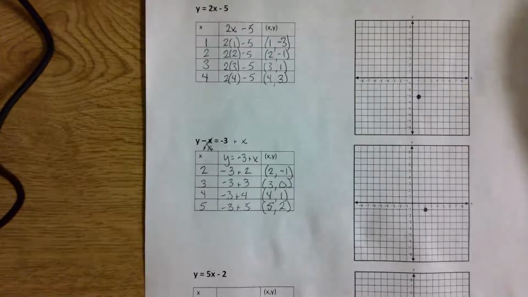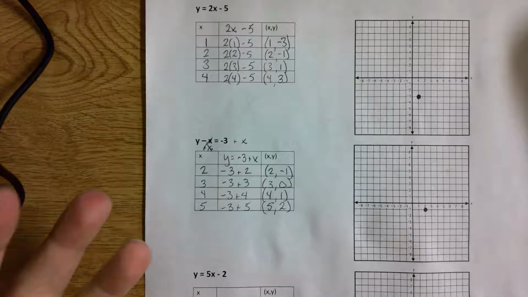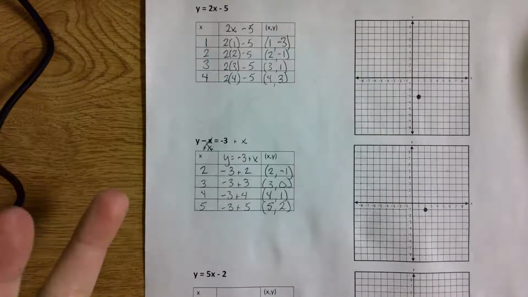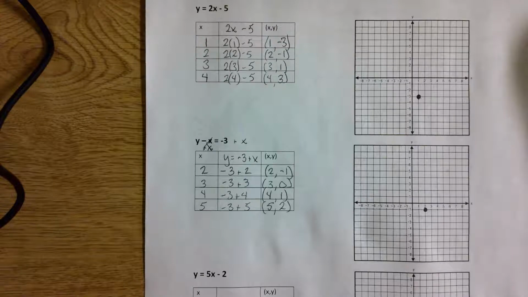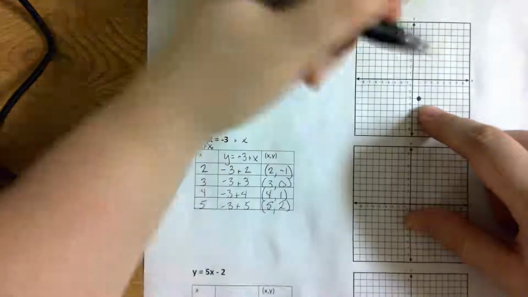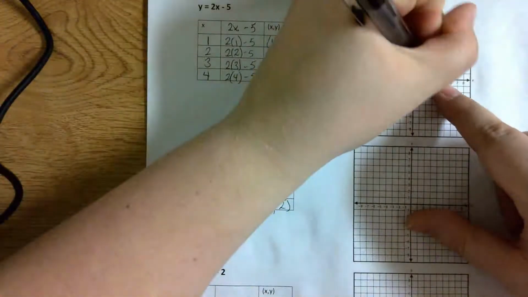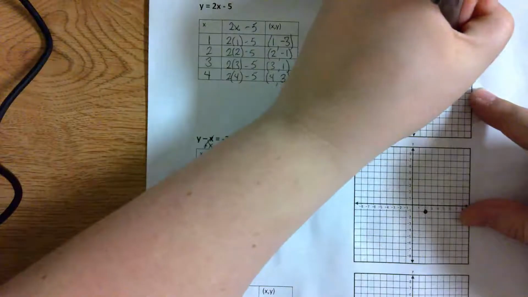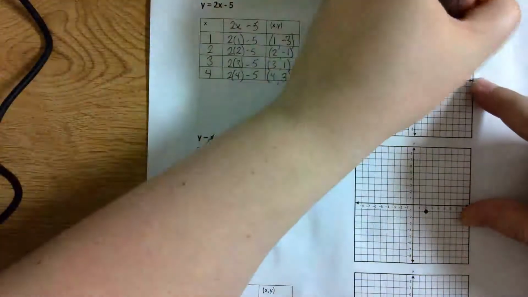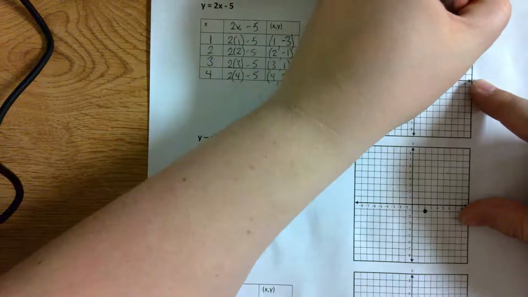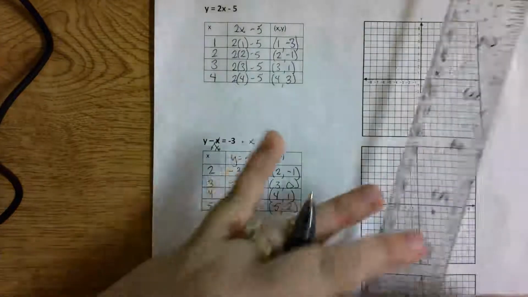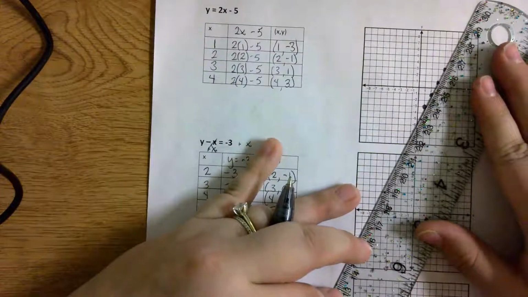All right, so I tried to keep it simple and just go 1, 2, 3, 4, which gave me 1, 2; 2, negative 1... which gave me 2, negative 1, 3, 1, 4, 3. So when I draw this, my line should be moving in a steep upwards direction, going towards the right.